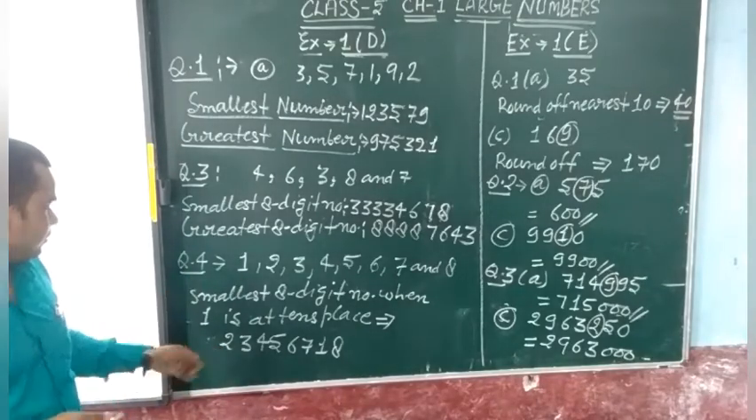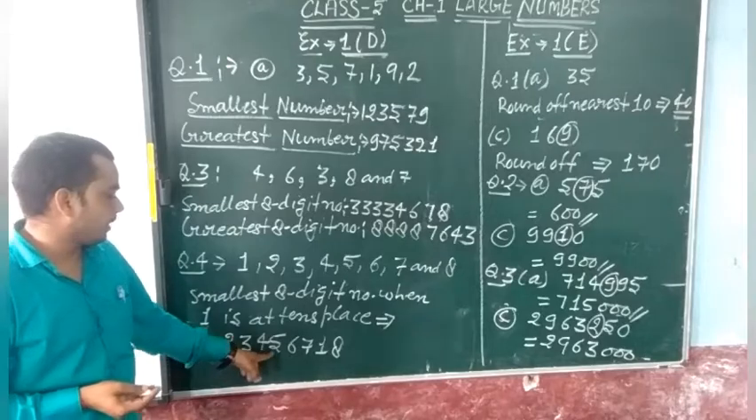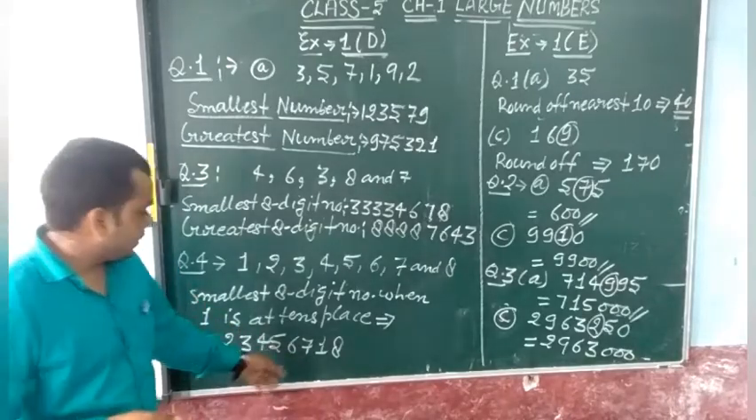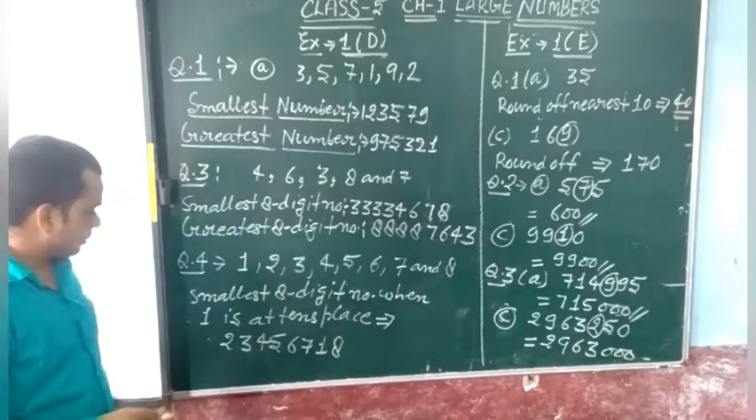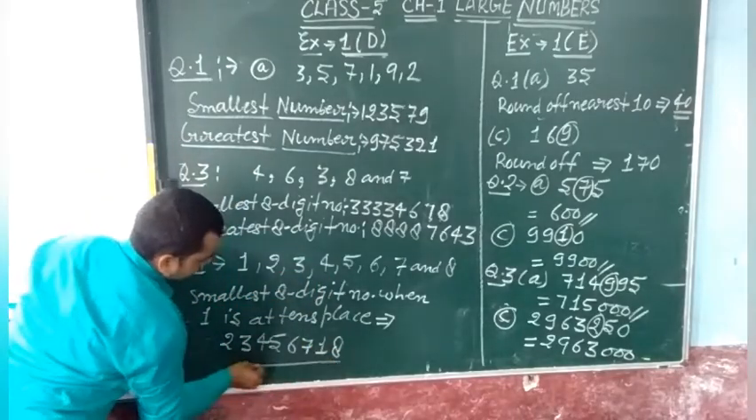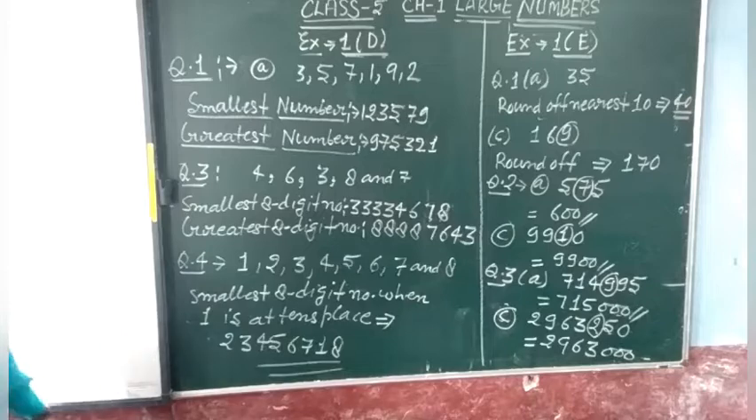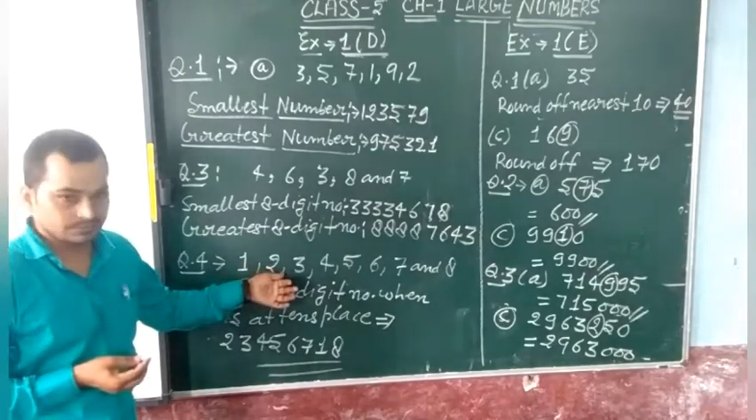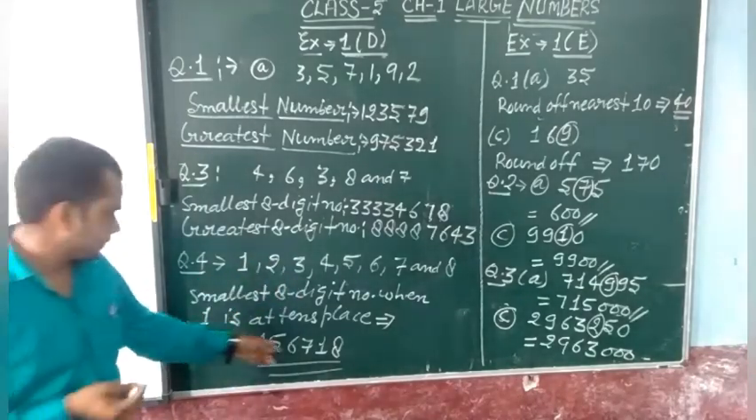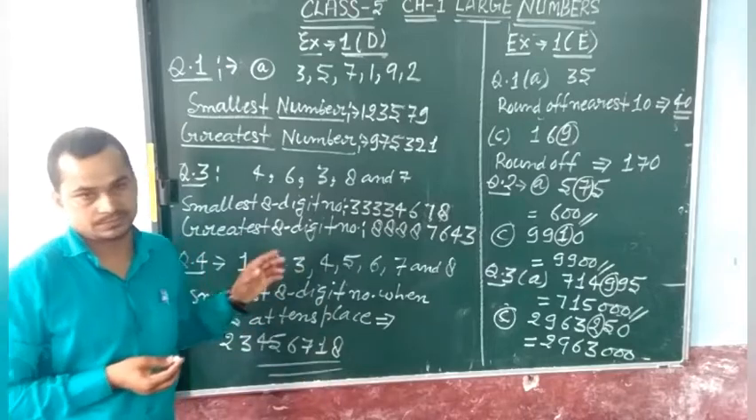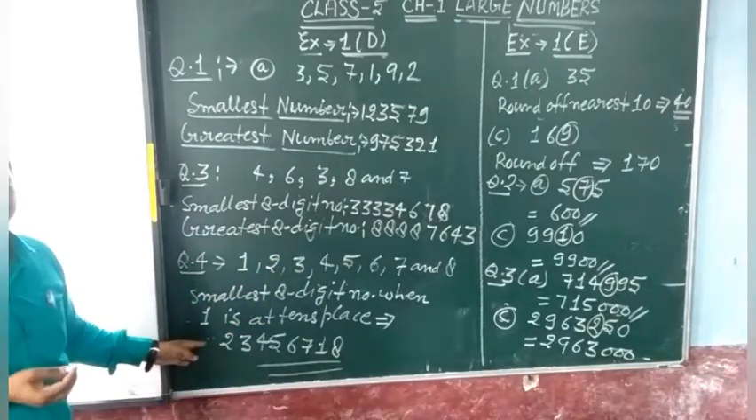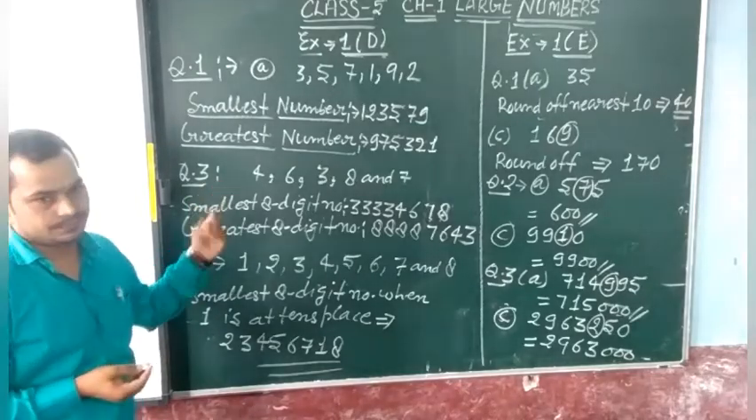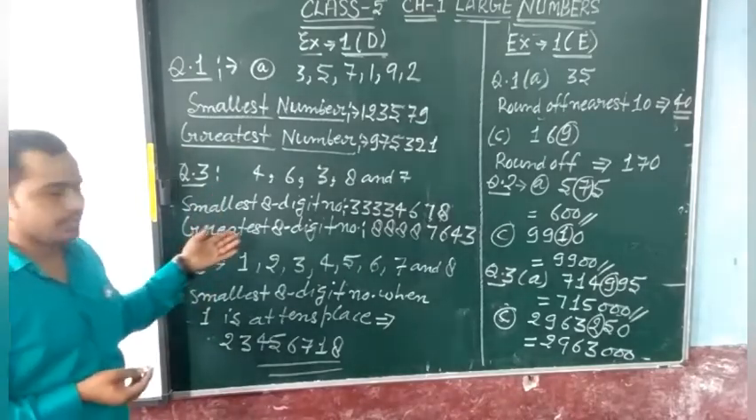ascending order. So 2, 3, 4, 5, 6, 7. And 1 is the fixed place, tens place, then 8. So that is the smallest 8-digit number using the given digits when 1 is at the fixed place, tens place. Clear? So the remaining questions we can solve in the same way.